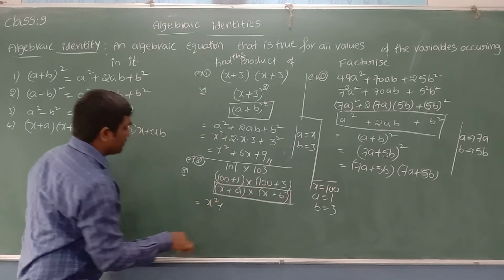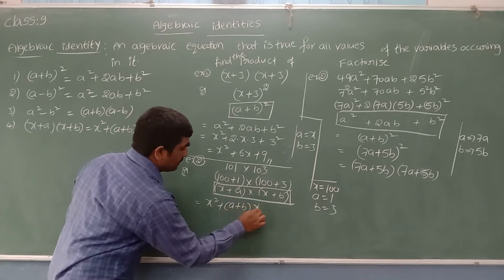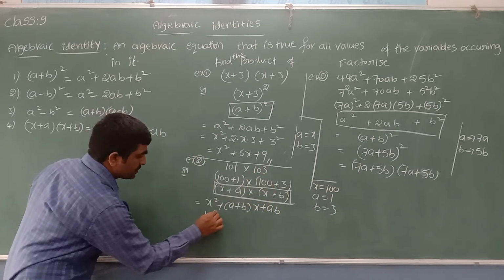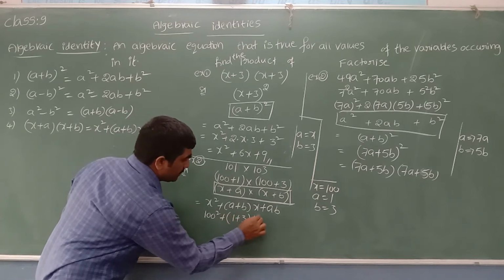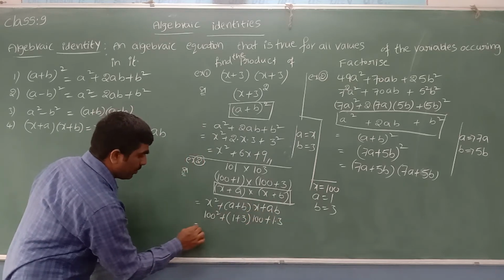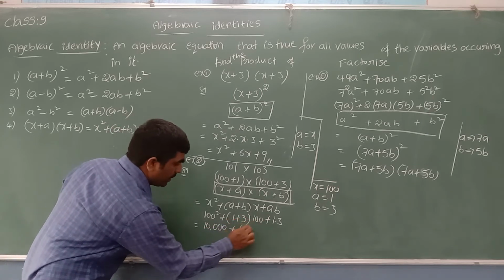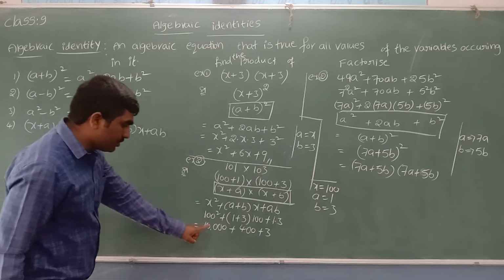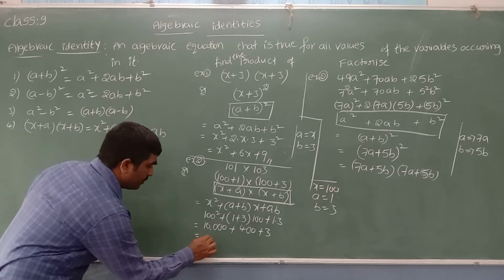We can expand x square plus a plus b into x plus ab. X is 100, so 100 square plus a plus b, 1 plus 3, into x, 100, plus a into b, 1 into 3. 100 square, how much? 10,000. Plus 1 plus 3, 4, into 100, 400. Plus 1 into 3, 3. 10,000 plus 400, 10,403.